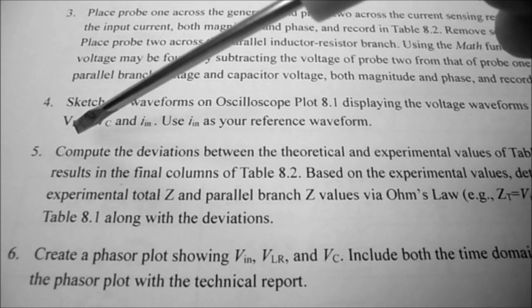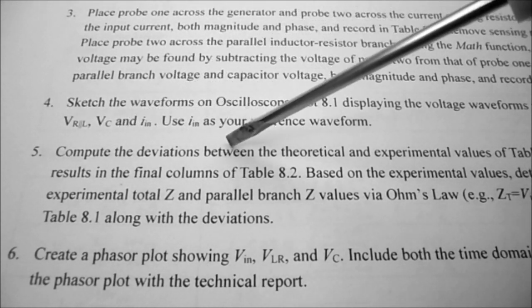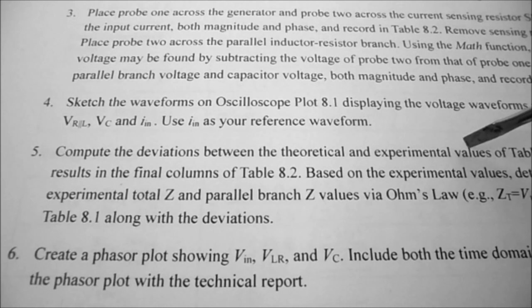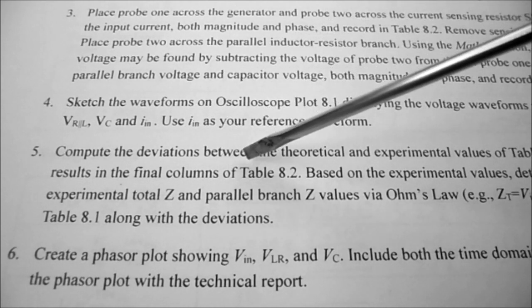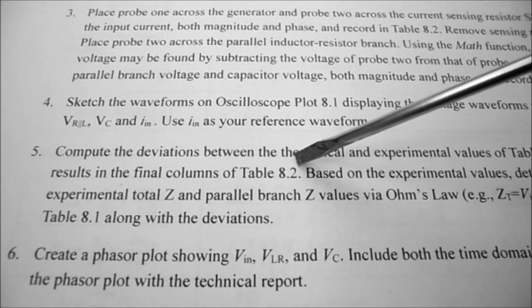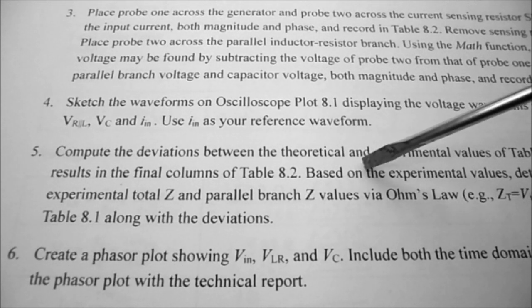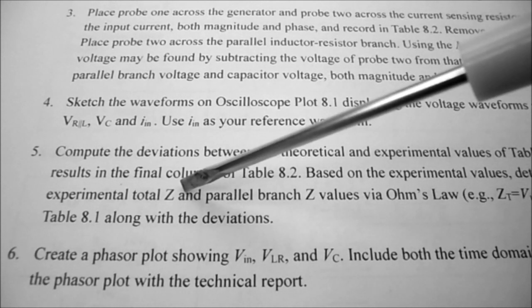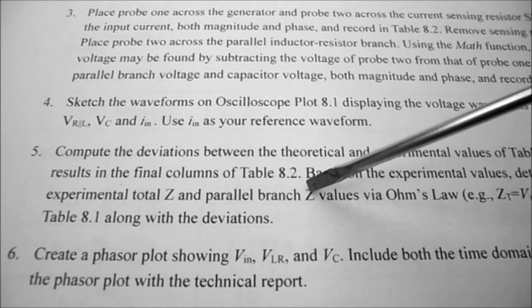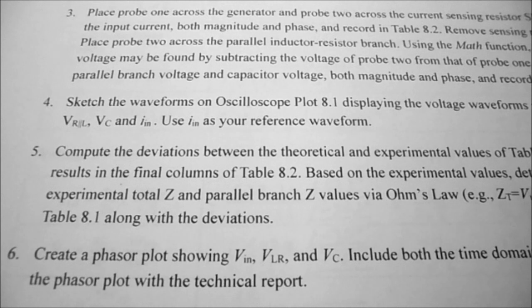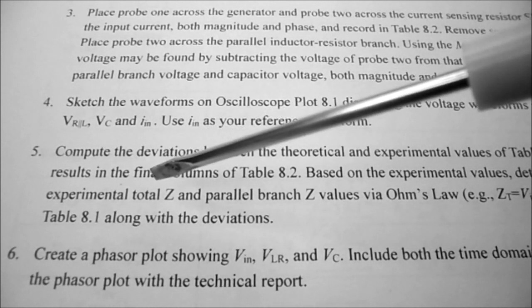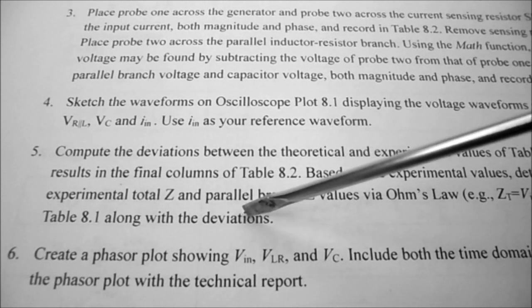So under procedure, step 5, we're going to compute the deviations between the theoretical and experimental values of table 8.2 and record the results in the final columns of table 8.2. So I'm going to leave you to do that. Then it says, based on the experimental values, determine the experimental total Z and parallel branch Z values via Ohm's law. So ZT equals V in over I in, and we're going to record those back in table 8.1 along with their deviations.